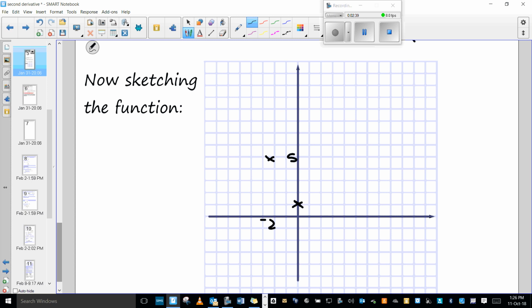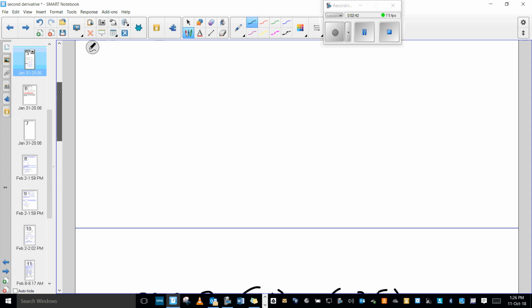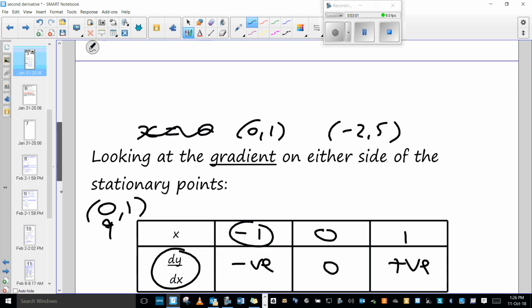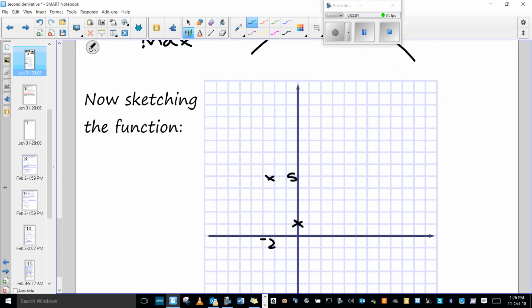So if I look back at the original function, what kind of graph is it? It's a cubic. So do we remember that they do this or this? Cubic graphs either go up, down, up, or down, up, down. So that tells me that if I've got one stationary point up here and one down here, we knew that this one here was the maximum, so it has to go like that. And we knew that this one was the minimum, so it has to do that. And then it must swoop up.